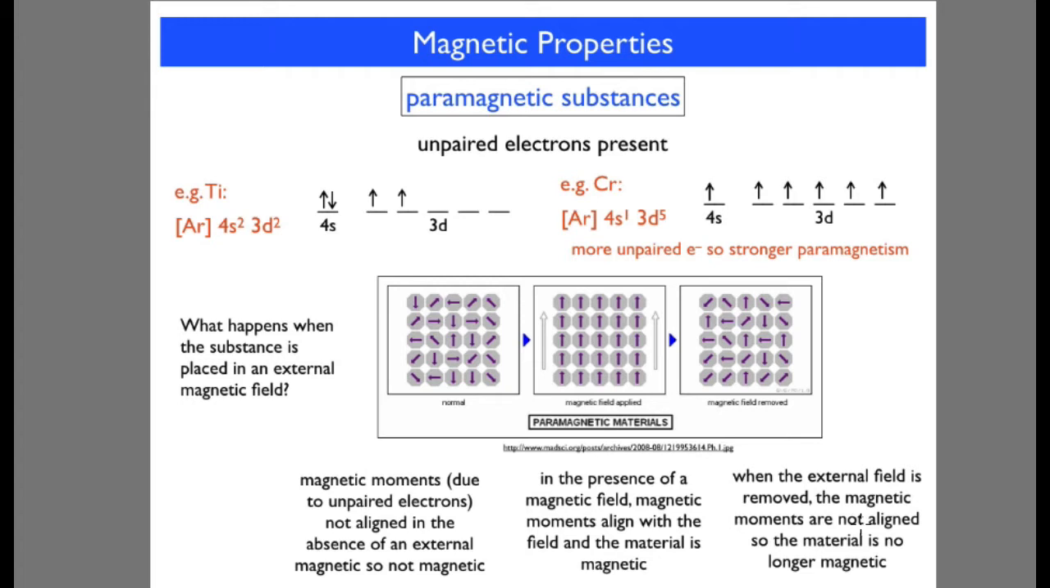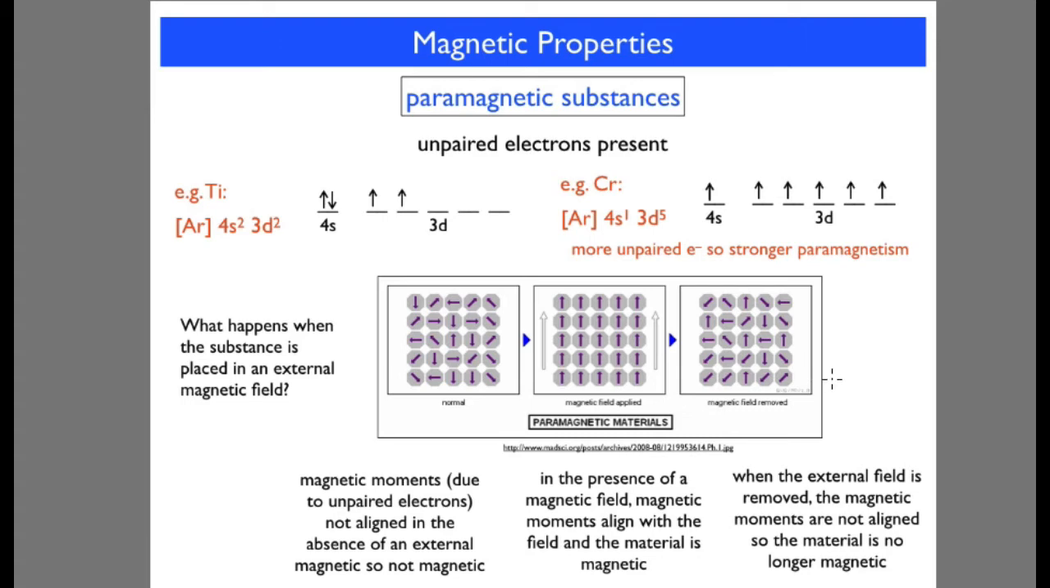Paramagnetic substances have unpaired electrons present. So what happens when the substance is placed in an external magnetic field? Well, the magnetic moments due to unpaired electrons are not aligned in the absence of an external magnetic field, so it's not magnetic. You can see they're just kind of randomly pointing this way and that. When you add a magnetic field, the magnetic moments align with the field and the material is magnetic. If the external field is removed, the magnetic moments are not aligned and the material is no longer magnetic.